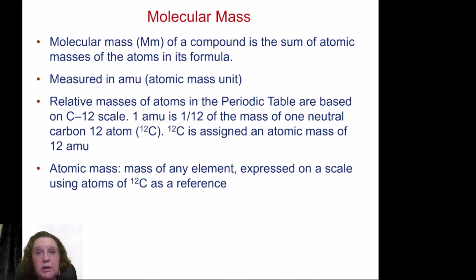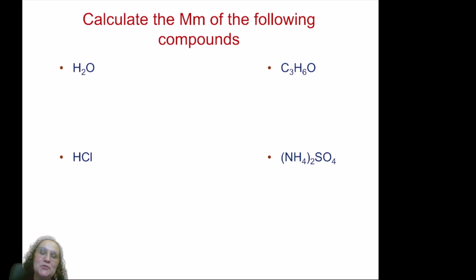So a molecular mass is the mass of a compound, the sum of all the atomic masses of all the atoms in its formula. So you go to the periodic table, look at the atomic masses of all those elements that make the compound you are looking at. You add them up in the right number, and that's what the molecular mass of your compound is. So I'm going to ask you to stop the video now and have a go at calculating the molecular mass for all the compounds you've got in this slide. Stop the video now, please.